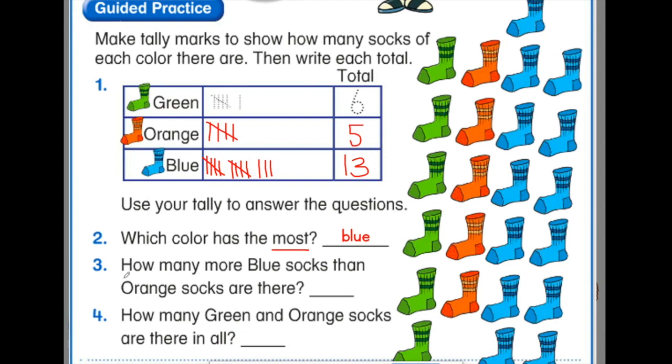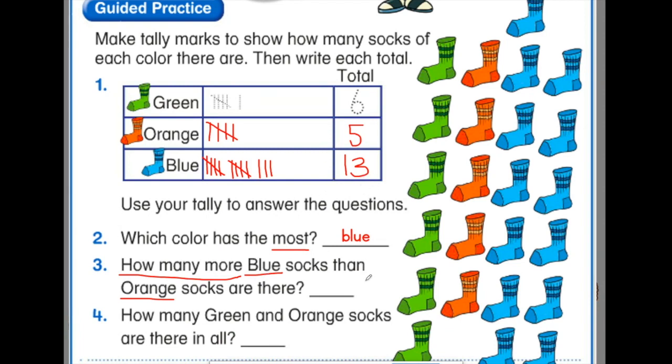Question number 3, how many more blue socks than orange socks are there? There's those key words that we have in the beginning, how many more? So you should already be thinking, I'm comparing, and I am comparing the blue socks to the orange socks. So what we've learned throughout this chapter is when we compare two items, all we need to do is subtract, always starting with the larger number. So we know that the blue socks is our largest.